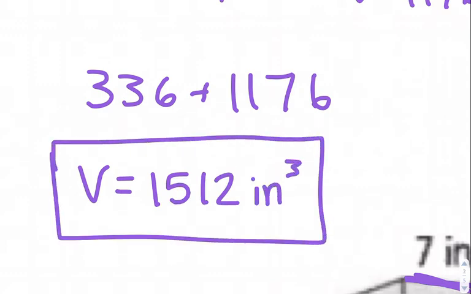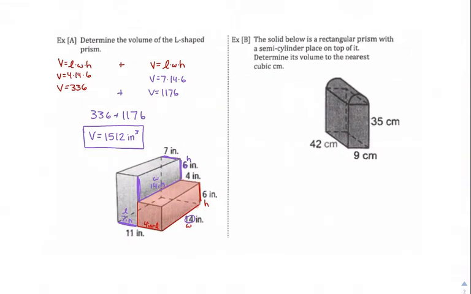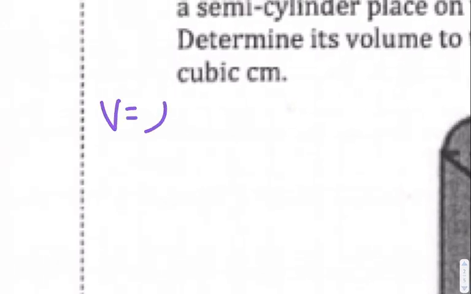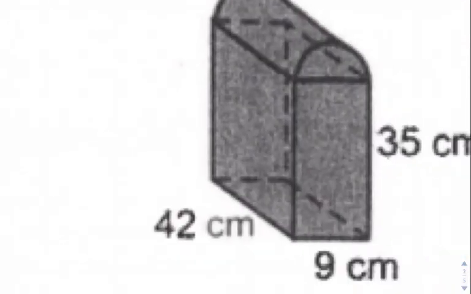So all we're doing in these compound shapes is we're cutting it up and then solving for the length, width, and height of each separate shape and then adding them together. So let's try another one. This is a semi-cylinder and a rectangular prism. The rectangular prism's volume formula is length times width times height. So let's take a look at the prism.